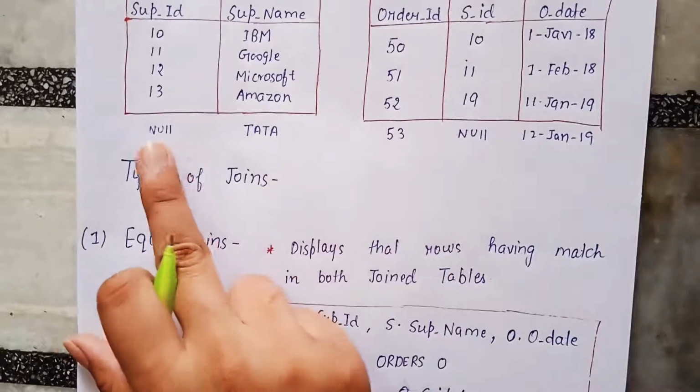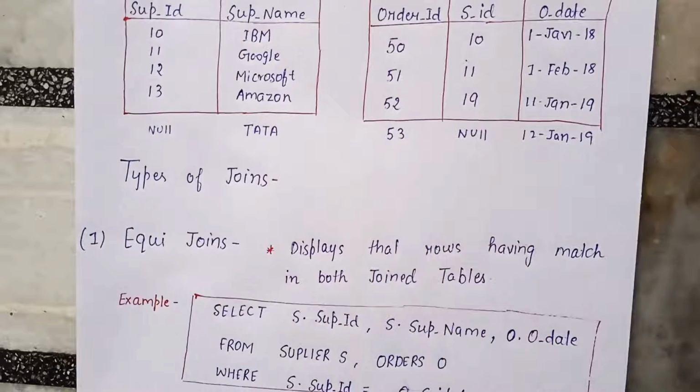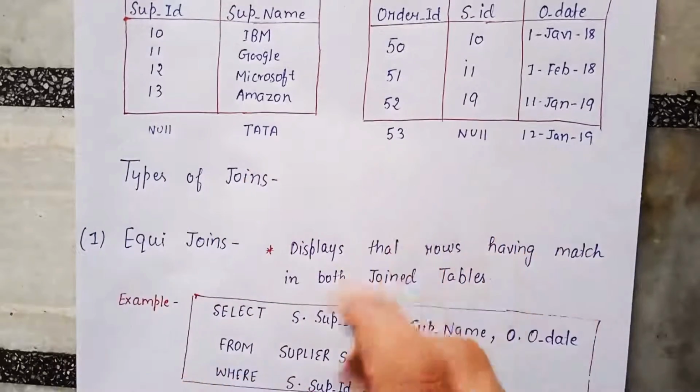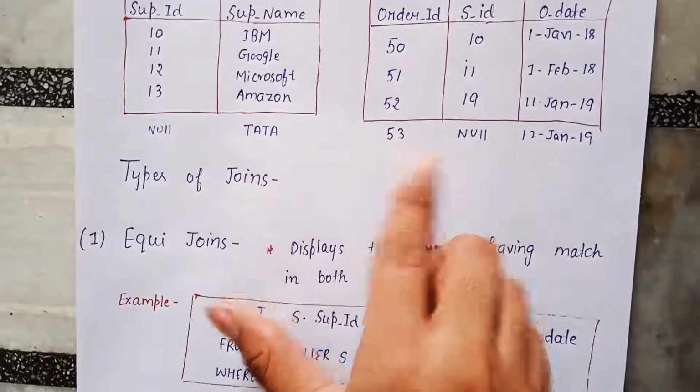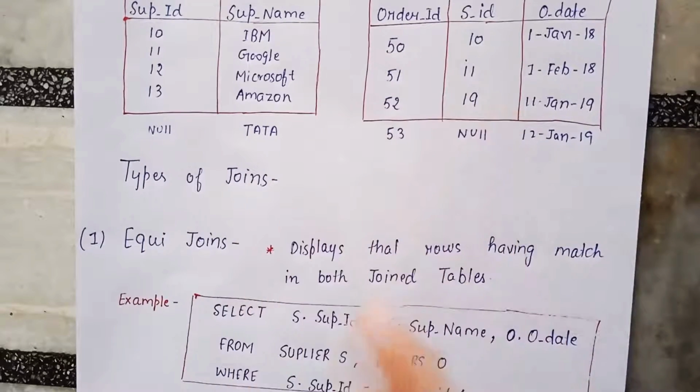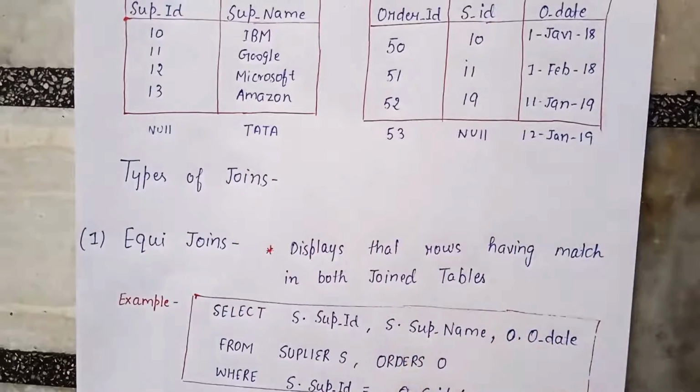So if it is null and the other is also null, that does not mean these two records are common in these two tables. This is what I wanted to tell you about null. In an equijoin these are not considered as common rows in those two tables. So this is all about the equijoin.